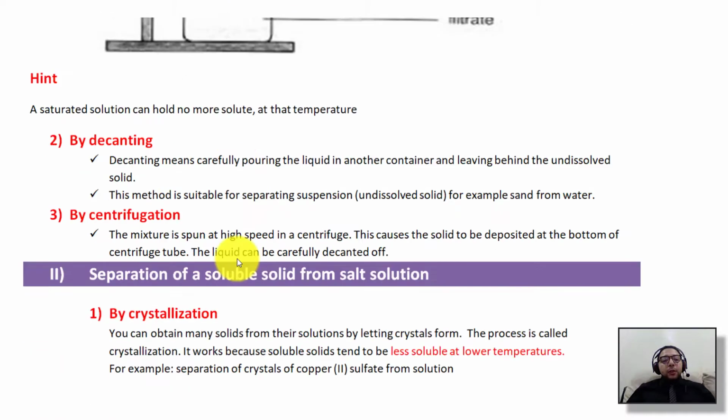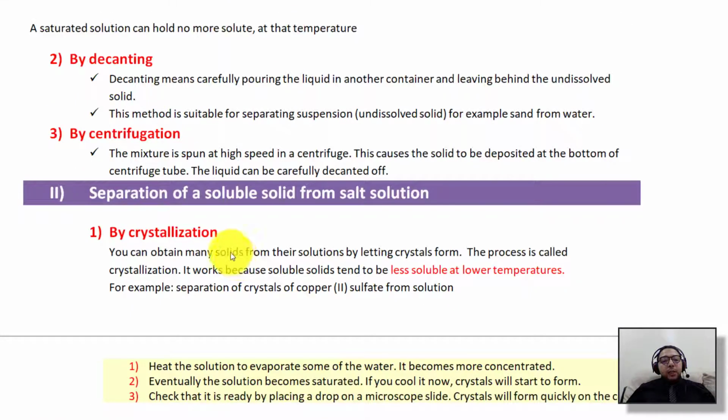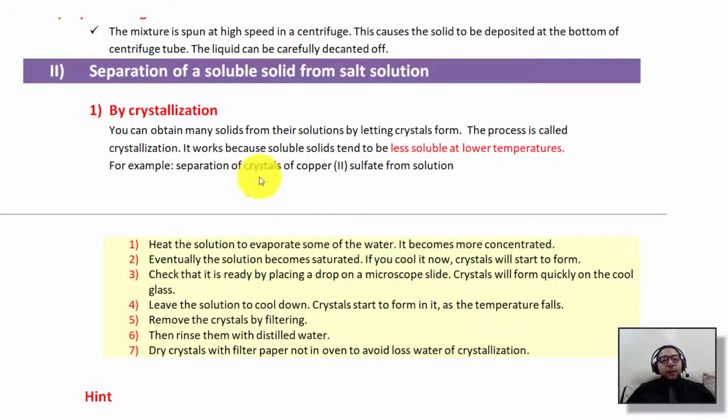Today we're going to complete separation techniques, and this time we're going to talk about how to separate a soluble solid from a salt solution. At the beginning we have crystallization. Crystallization is the first method to separate a dissolved solid from a salt solution. And in crystallization, you're going to do the following.